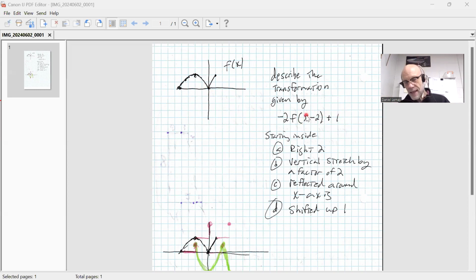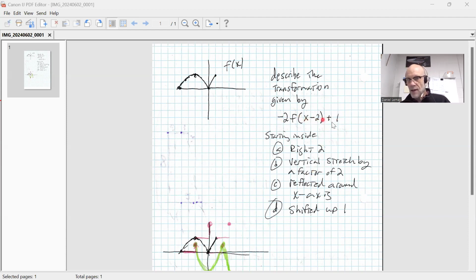And when I wrote, I said, try working inside and moving out to talk about the transformation. So I gave you this. What's happening? What's the description? So I'm going to work inside the argument, f of x, and I'm taking f of x and doing this to it, right? So I'm shifting it right 2, starting inside first, then thinking about order of operations, moving out. I get a multiply by 2, so I stretched it vertically by a factor of 2, and then I'm changing the sign of that stretch, so it's reflecting around the x-axis because it's outside. And then lastly, I'm going to move it up 1.